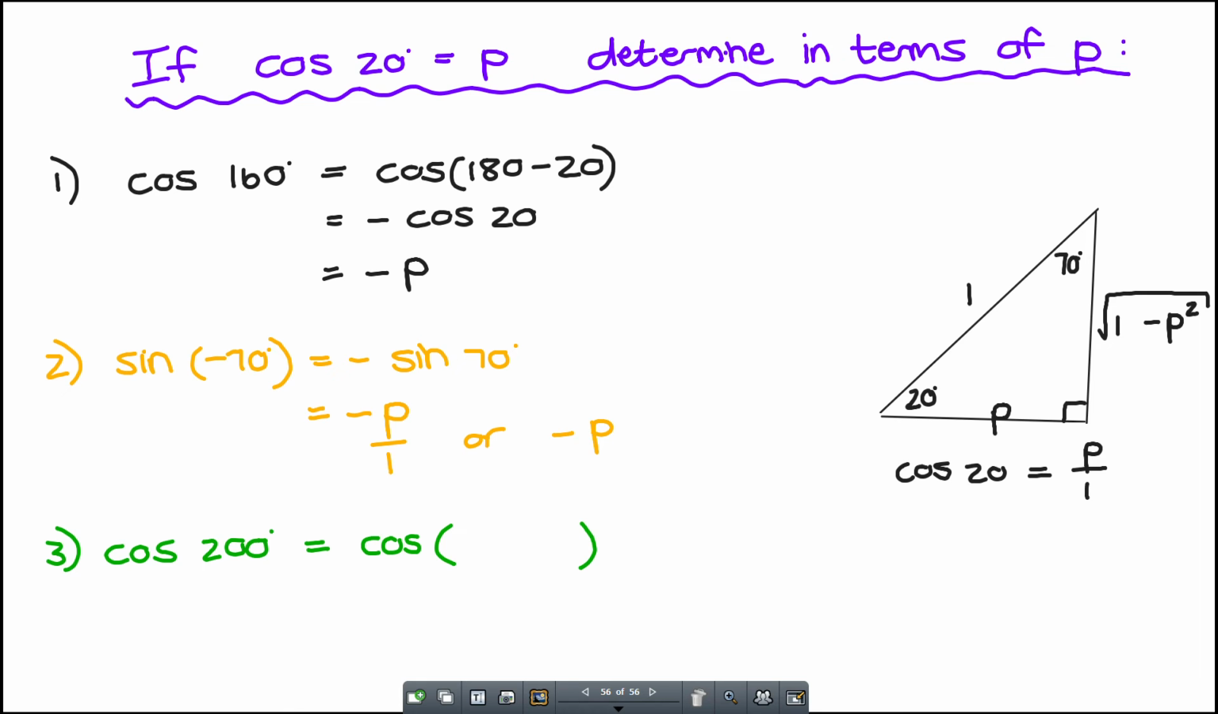Is julle klaar? Okay, so die 200 is dieselfde as 180 plus 20, né? Okay, and 180 plus puts me in the third quadrant. En wat is cos daar? Negatief, so that's the same as minus cos 20. So again, it would be minus P. Okay. Nou, dit is nou toevallig dat dit elke keer minus P, minus P, minus P. Dit gaan nie altyd so wees nie, né? So let me give you one that hasn't got that as an answer.